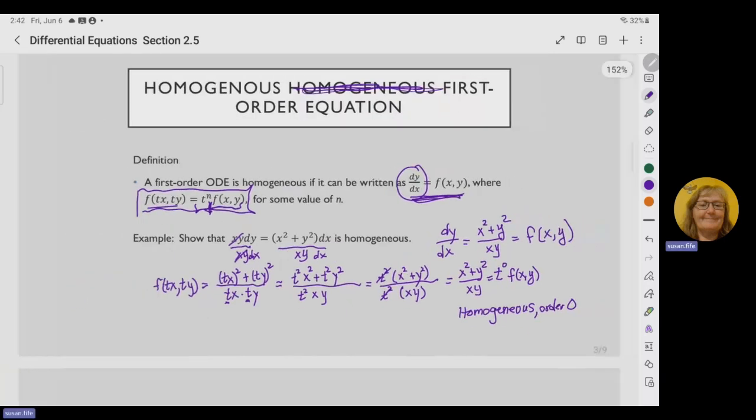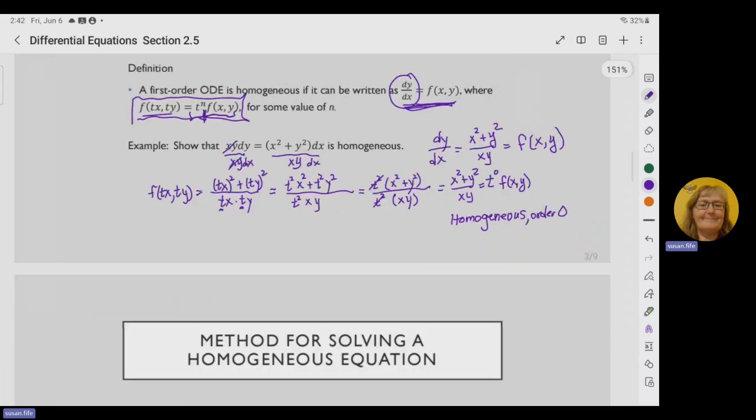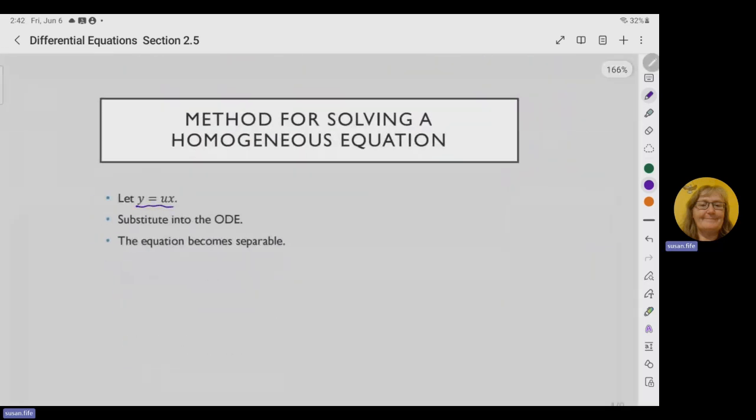So if you have a homogeneous ODE, you can solve it. And to solve it, you make a substitution. Let y equal u times x, where u is a function of x, u of x. So when I take my derivative, I have to use the product rule for derivatives.